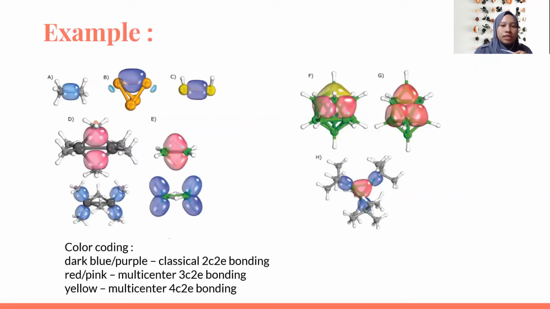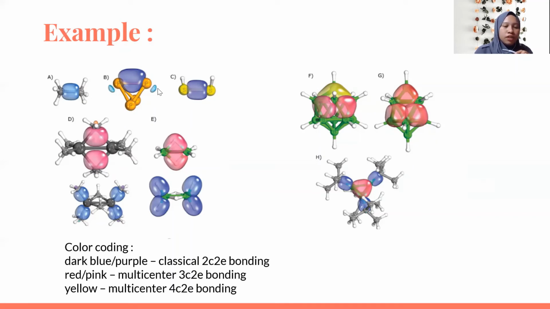So here are some examples of structures that contain the bonding. In structures A, B, C, D, E, and also H, you can see that these 2 atoms are connected together with 2 electrons. So this shows the classical 2-center 2-electron bonding. Based on the color coding, you can also see that the dark blue or purple states that it is a classical 2-center 2-electron bonding.